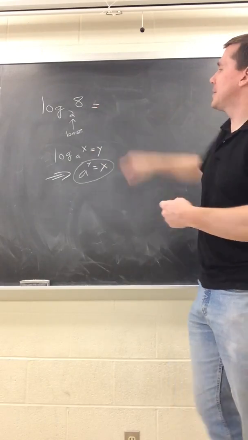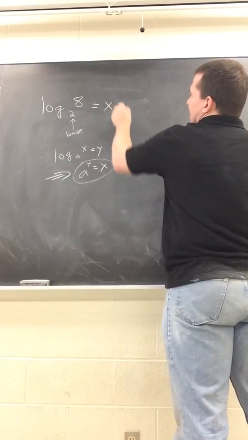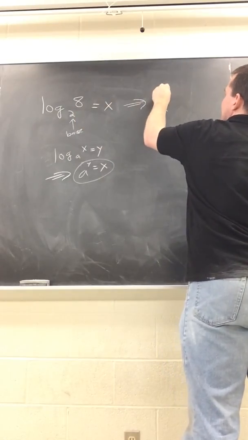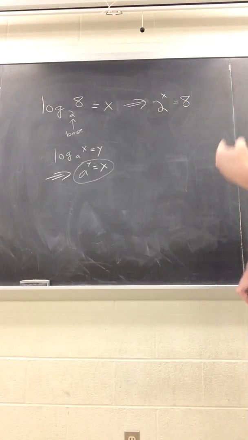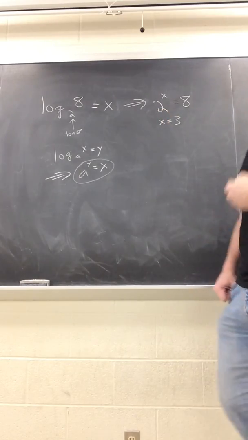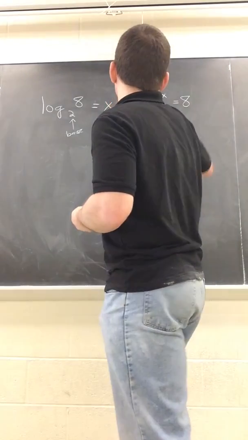So as far as solving this goes, log base 2 of 8 equals x. By definition, that means the base 2 raised to this power equals 8. And then now we can solve. 2 cubed is 8, so x has to equal 3. And we're done. And that's essentially all we really need to know.